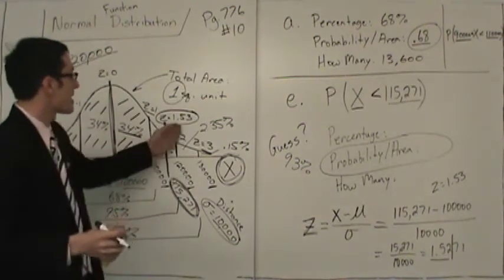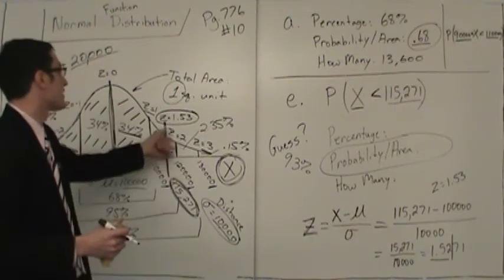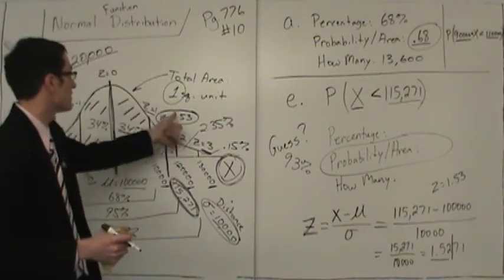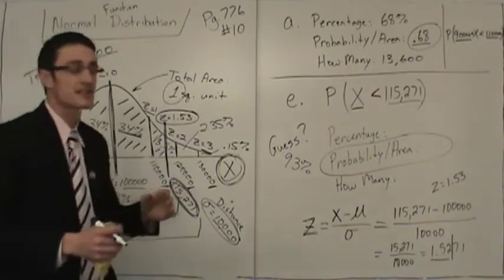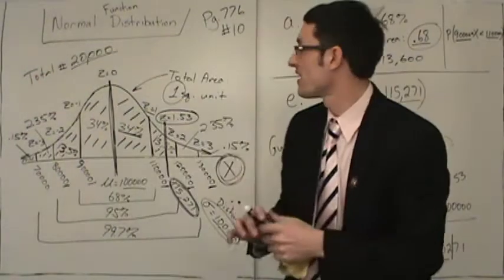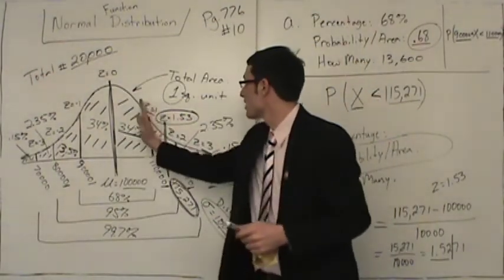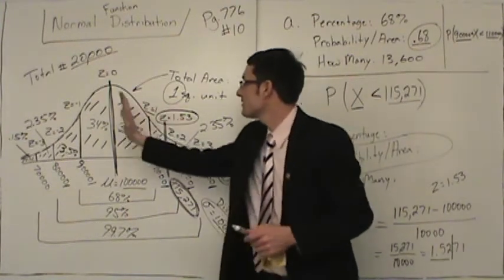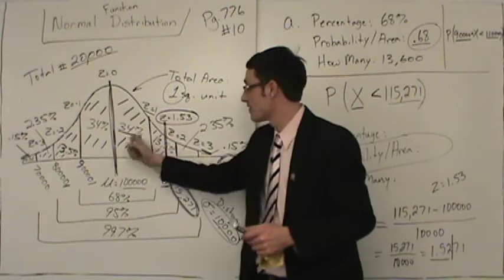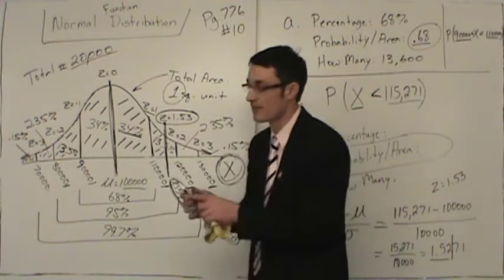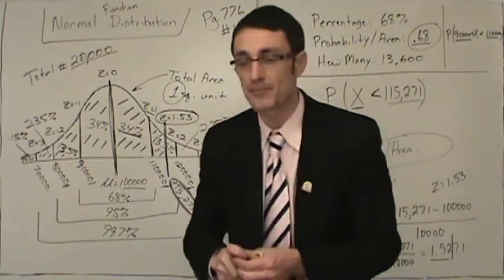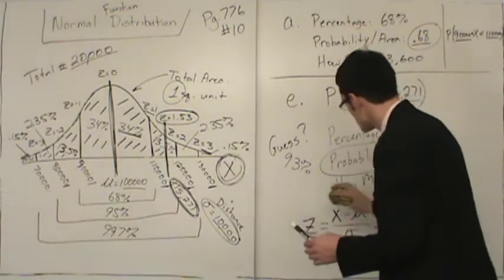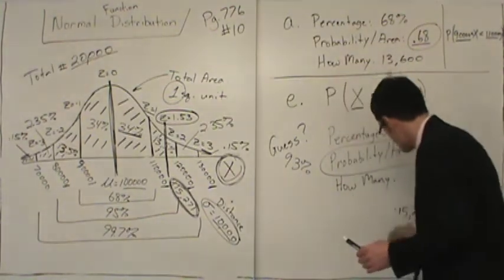Does that make sense? Yes. We said that our z-score should be somewhere between 1 and 2. Does 1.53 make sense? Yes. And what does 1.53 mean? It means 1.53 standard deviations to the right of the mean. So our z-score is 1.53. Now all we have to do is look it up. I'm going to show you how to look this up on the z-table.